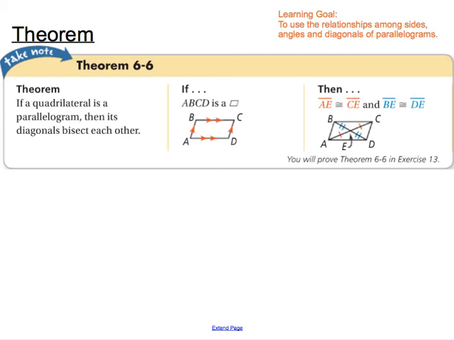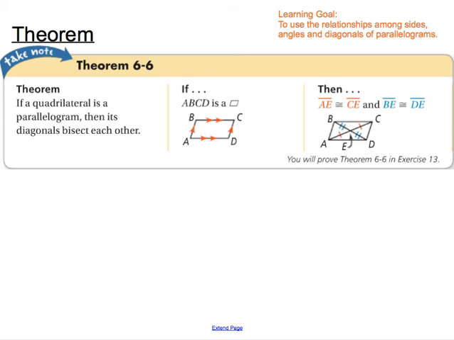So our next theorem says that if a quadrilateral is a parallelogram, then its diagonals bisect each other. So again here we have some vocabulary words that keep coming back. We have a four-sided figure whose opposite sides are parallel, then its diagonals cut each other in half. And that's what we can see in our picture.